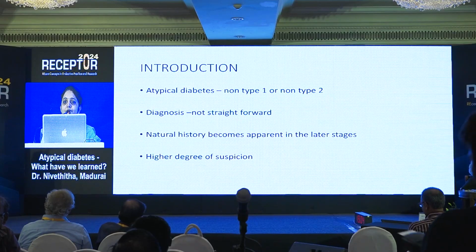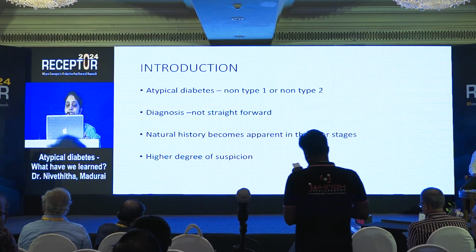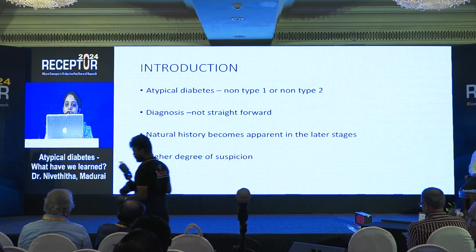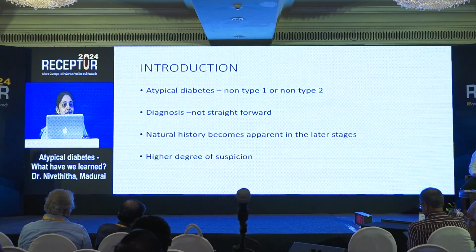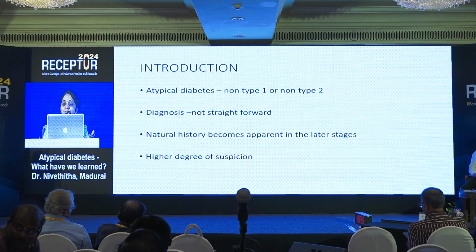So, atypical diabetes is when a patient with diabetes presents with manifestations that overlap with both types of diabetes. So, we don't know how to categorize them. They have either non-type 1 or not type 2 diabetes. The definition sounds so simple, but in reality, it is not.